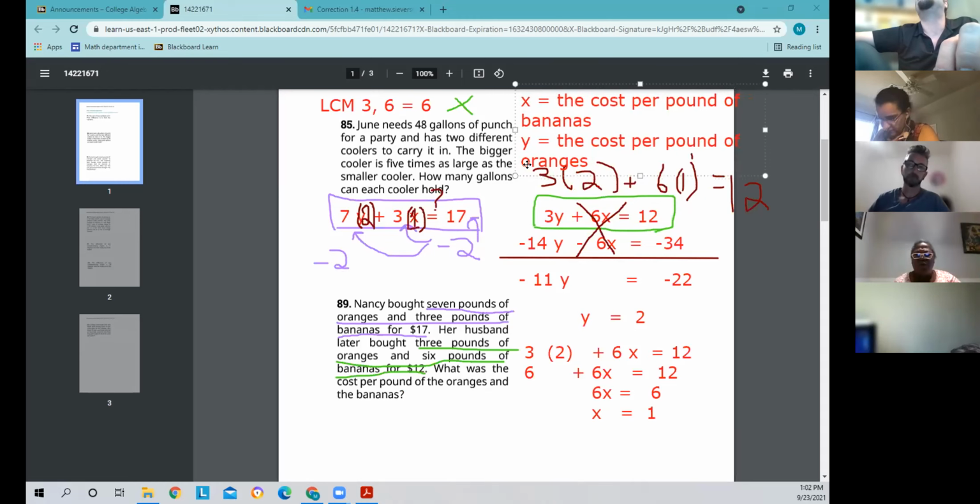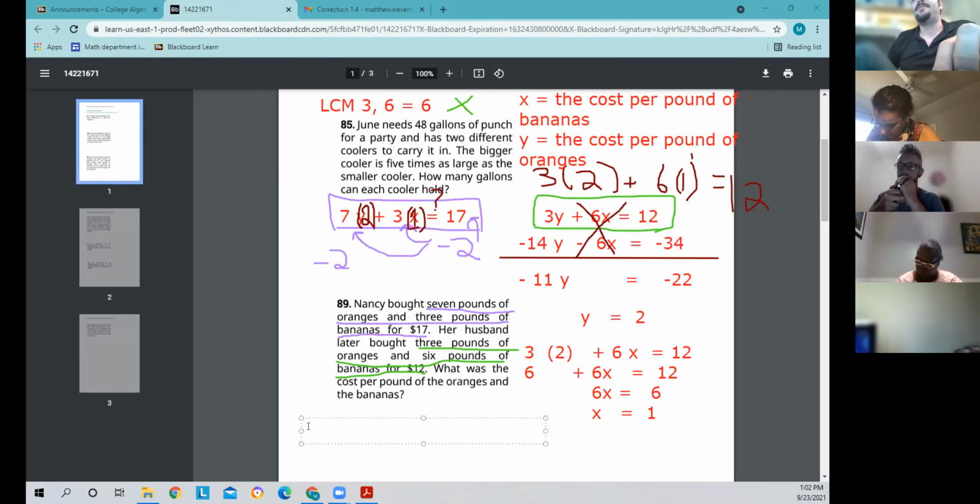So the oranges would be $2 a pound? Yeah, so the cost per pound of bananas would be $1 per pound, and $2 per pound for oranges. Because if you want to find total cost, you're multiplying cost per pound by the number of pounds you get, right?